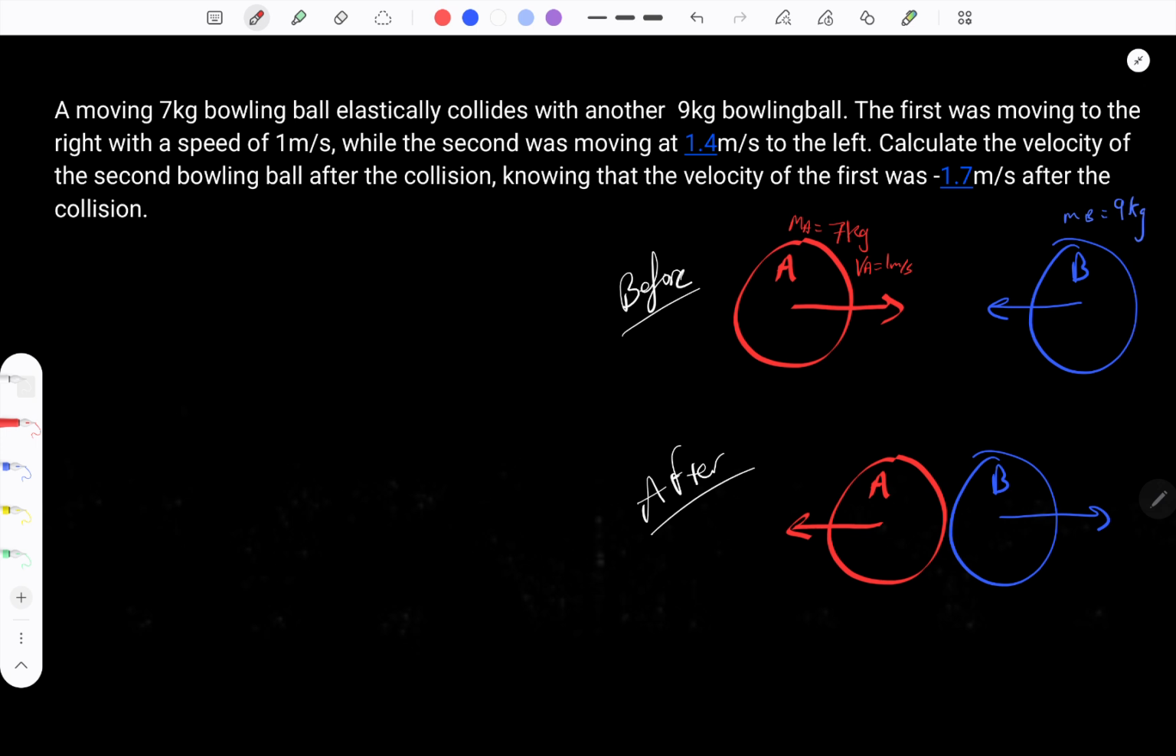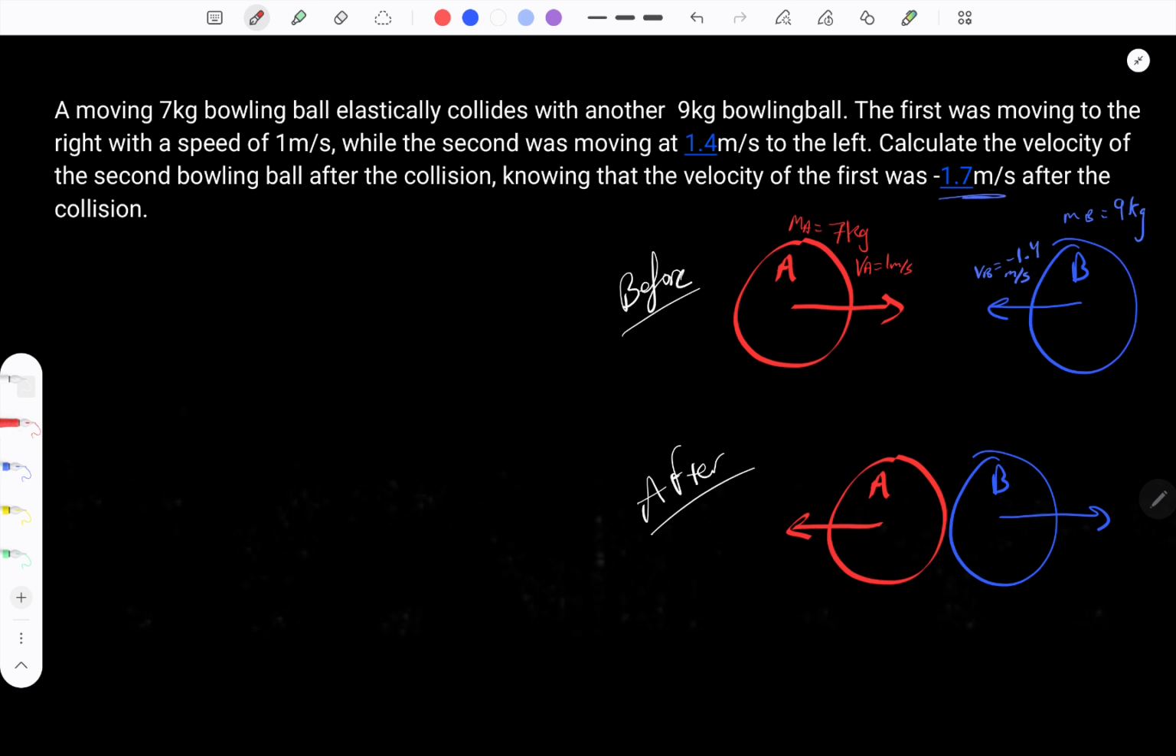While the second one was moving at 1.4 meters per second. So this means VB is 1.4, but given that it's going to the left, it has to be negative 1.4 meters per second. Remember, we're taking the right direction as the positive, while everything to the left will have to be negative. Calculate the velocity of the second bowling ball after the collision, knowing that the velocity of the first was negative 1.7 after the collision.